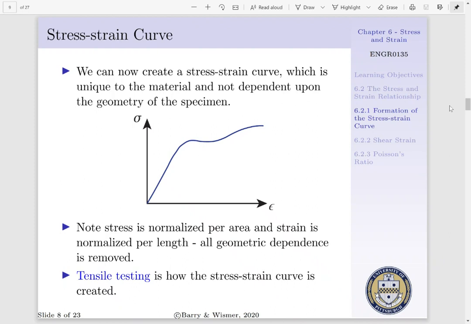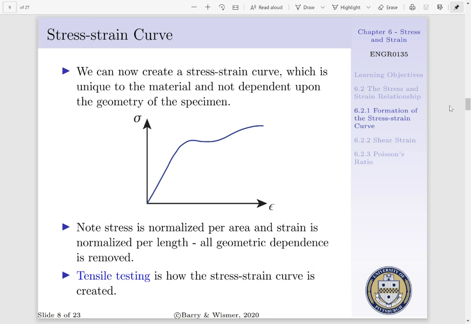Now that we have stress defined as our force per unit area and our strain defined as our deformation per unit length, we can create something called the stress strain curve, which is going to be unique to our material, and it's not going to be dependent upon the geometry of our specimen. Now note in our stress strain curve that our stress is normalized per area and our strain is normalized per length. All our geometric dependence is now removed.